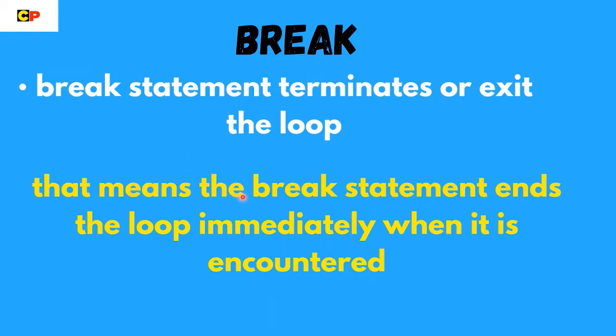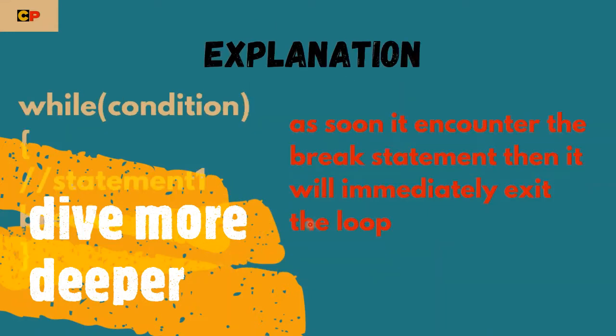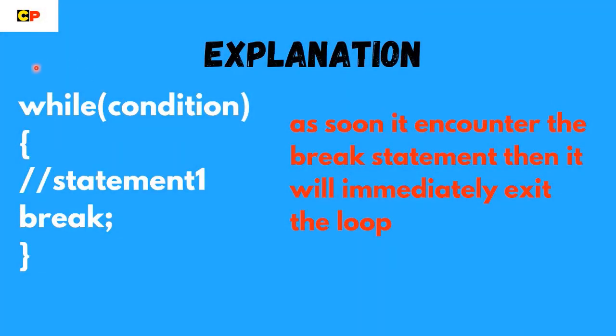That means the break statement ends the loop immediately when it is encountered. Suppose the while loop is running and you have a break statement inside the while loop. When the code encounters the break statement, it will immediately exit the loop and the loop will no more be running. To have a better understanding, we are going to have an explanation part with a small piece of code. This code shows the while loop, some condition, some statement one, and also a break statement.